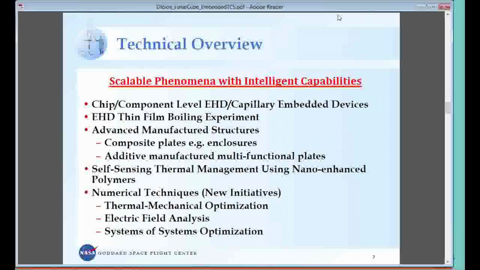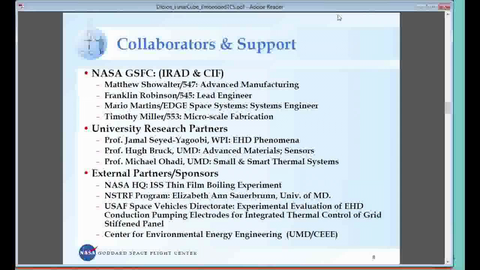These are the boys in the band. I got the coolest job. I'm kind of the Mick Jagger of it. I get to be the front man, but these guys make it happen. It's Matt, who does our advanced manufacturing. Frank Robinson is a young guy. I'll take credit for bringing him in, and I should at least get a promotion for that. Frank is very talented, probably the most talented engineer I've come across. Mario Martins is a systems genius, and Tim Miller does our microscale fabrication.